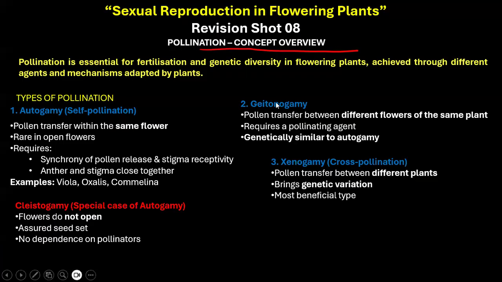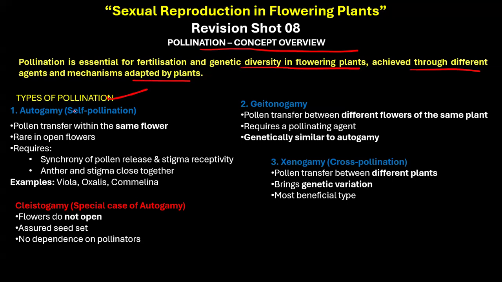So you know that pollination is the transfer of pollen grains from anther to the stigma of a pistil to bring male and female gametes together for fertilization. Now, in flowering plants, male gametes are inside pollen grains and female gametes are inside the embryo sac. Since both are non-motile, they cannot reach each other. Pollination is the mechanism that brings them close together. Pollination is essential for fertilization, and genetic diversity in flowering plants is achieved through different agents and mechanisms adopted by the plants.